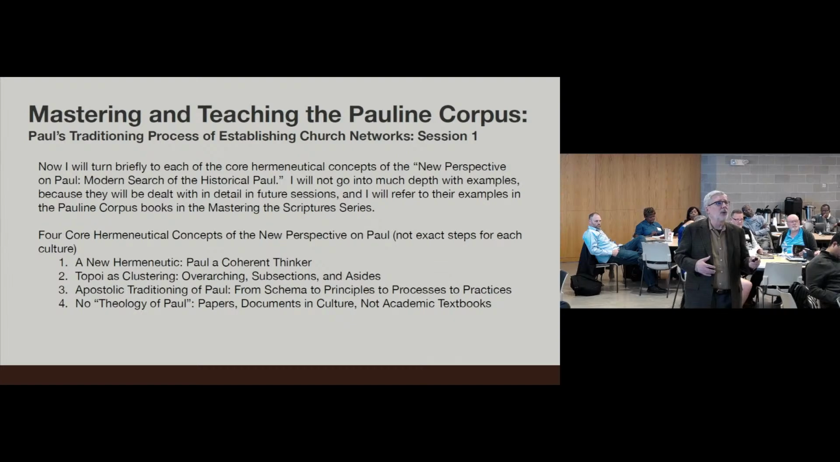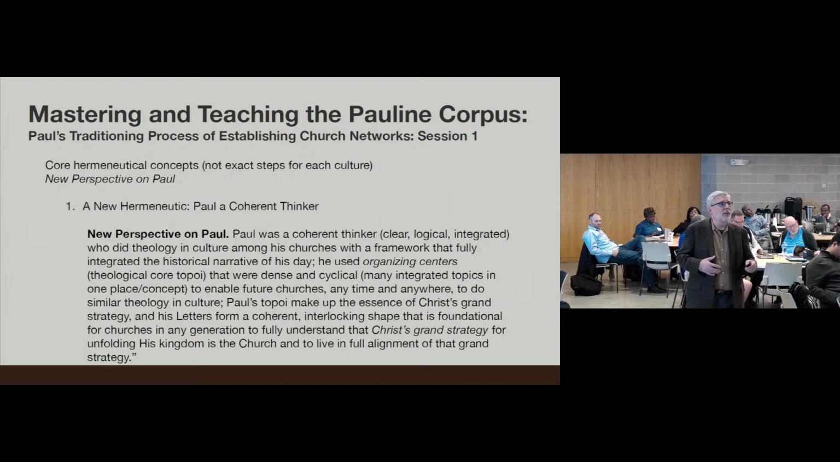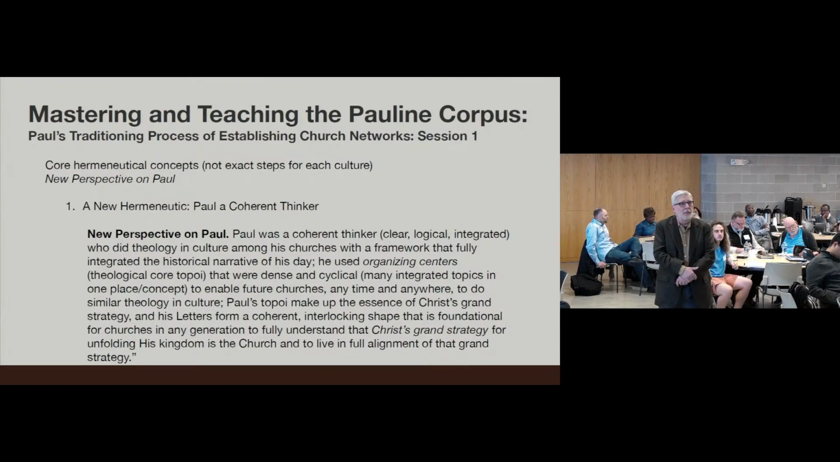But here are the 4 concepts, and I'll look at each one briefly. One is a new hermeneutic, Paul as a coherent thinker. A new perspective of Paul. Paul was a coherent thinker, clear, logical, integrated through his whole corpus, who did theology and culture amongst his churches within the framework of that fully integrated and historical narrative of his day.